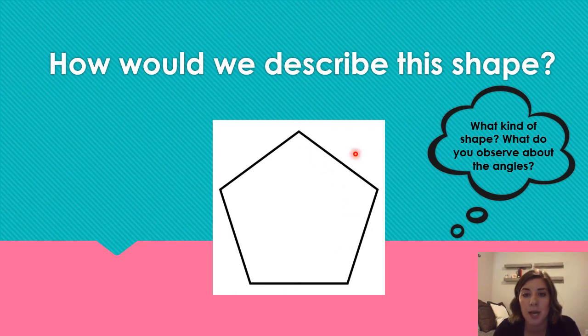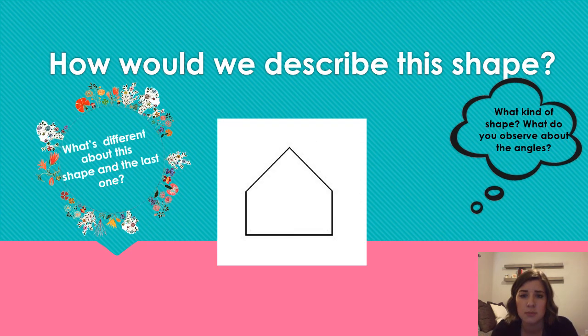All right, now we've got a pentagon, and I'm noticing all of these angles are obtuse again. We've got 5 sides with 5 obtuse angles. They look like they're about the same, which is interesting. All right, now I have another pentagon, 5 sides. What's different about this shape and the last one? Well, the last one, all the sides are the same length and all the angles were the same. That was called a regular pentagon. This is an irregular pentagon. And I noticed this one has 2 right angles, 2 obtuse, and 1 acute angle.